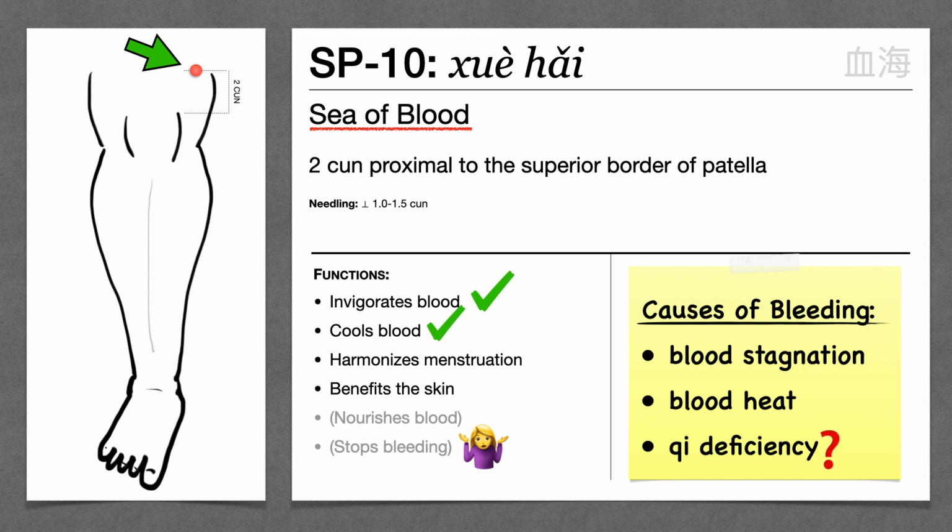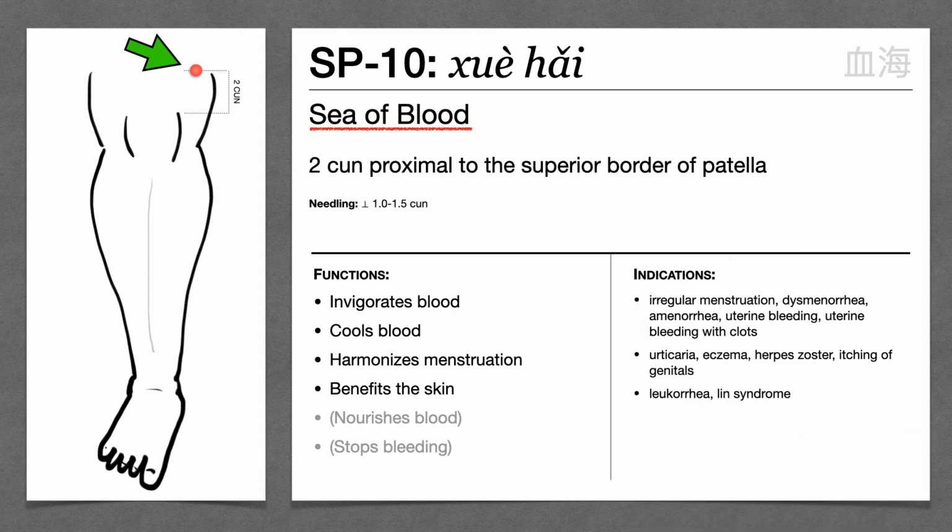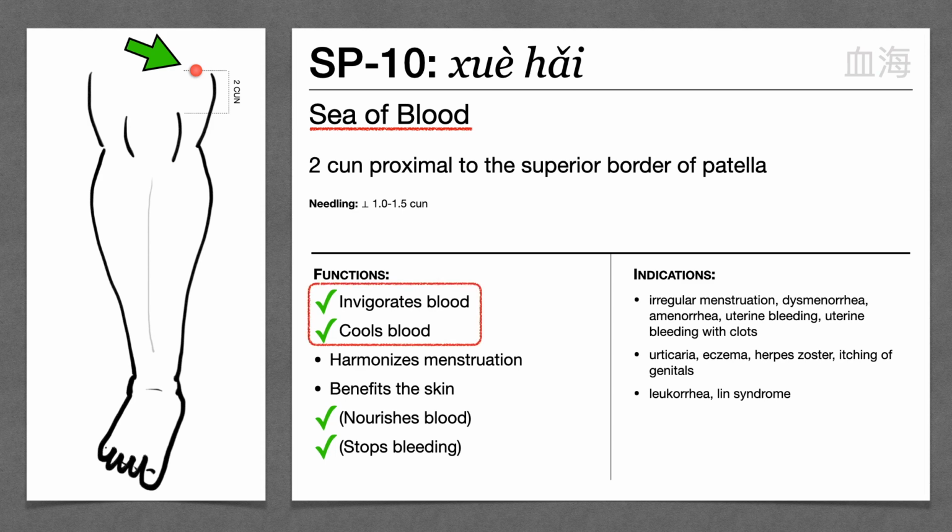Again, Maciocia at least says yes. So some people will say that since it's called Shui Hai, spleen 10 is useful for all disorders of the blood: blood stagnation, heat in the blood, deficiency, and bleeding. Others will say that spleen 10 is mainly for the first two, blood stagnation and heat in the blood, treating gynecological disorders and skin disorders.